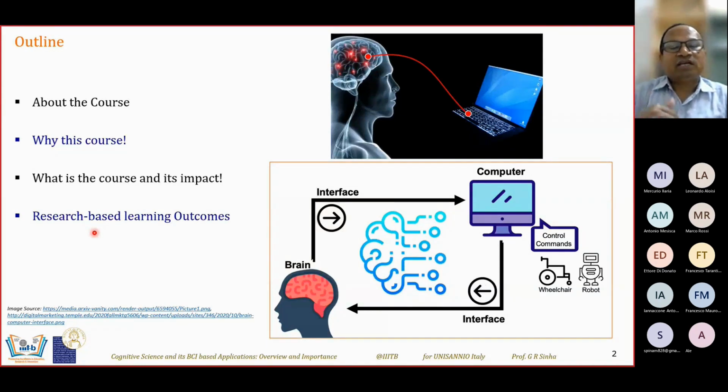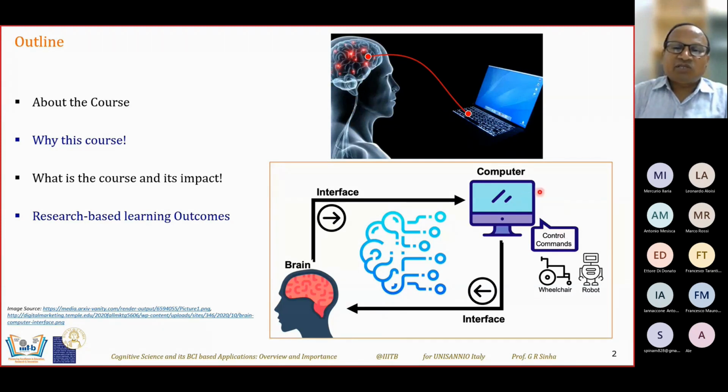So be it in industry, academia, research or corporate, this research-based outcome always helps you greatly. And so one of the purposes is always to highlight the research component of the topic. Again, as I mentioned, in all my PowerPoint slides you will find pictures. At the top, you can find one interesting picture where the signal is coming and going to the computer. This is nothing but highlighting the BCI, what is called brain computer interface.